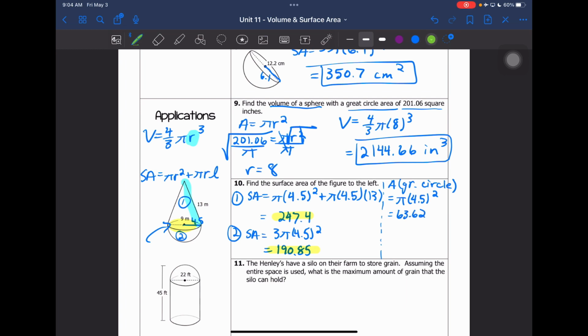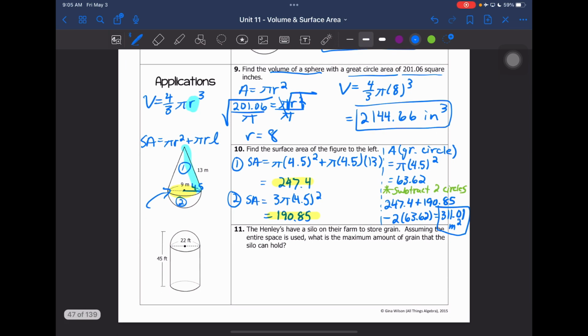And then remember that we counted it twice. We counted it as part of the cone and as part of the hemisphere. So I'm just going to make a note to subtract 2 circles from our total, 2 of these 63.62 areas. So when we find the total, it's going to be 247.4 plus 190.85 minus 2 parentheses 63.62. And that should give us 311.01 meters squared. We're talking about surface area, so the units would be squared.